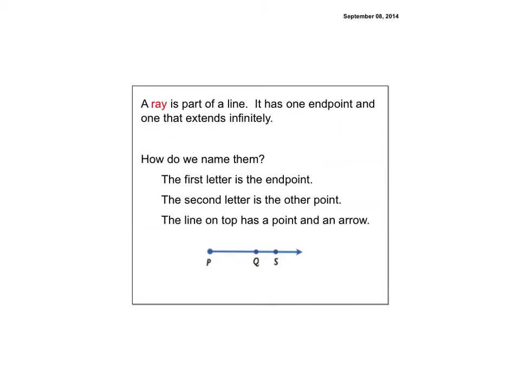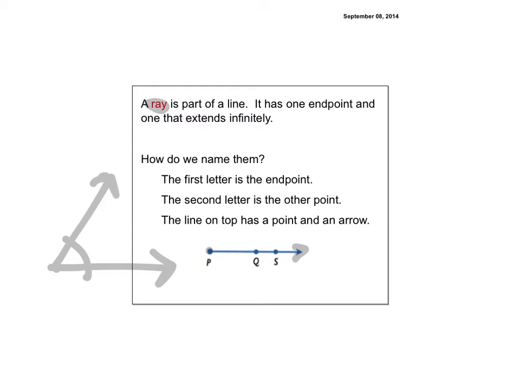All right, so the first thing we're going to talk about is what we call a ray. A ray is part of a line. It has one endpoint and one end that goes on forever. This is what we use to create an angle. We have two rays that connect together at their endpoints to form an angle.